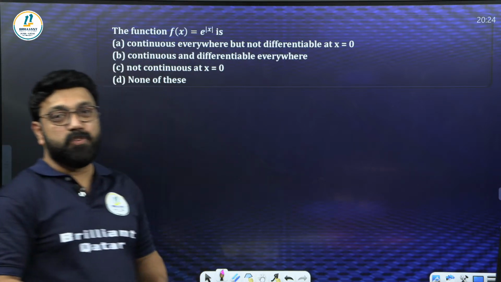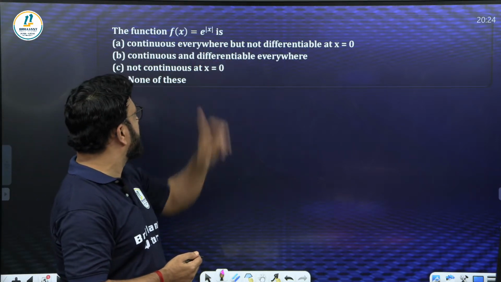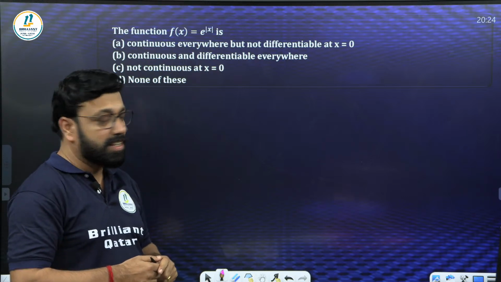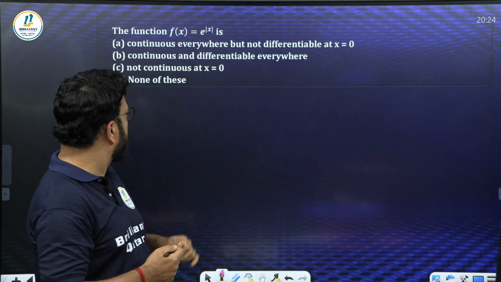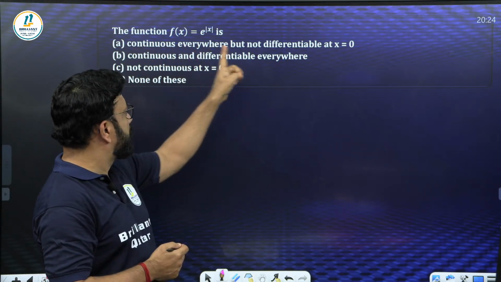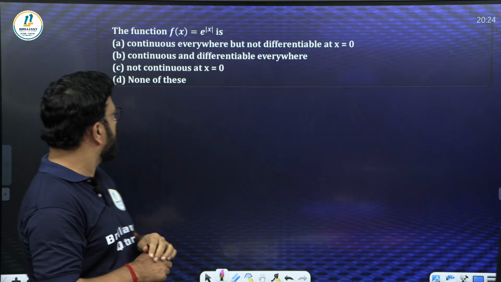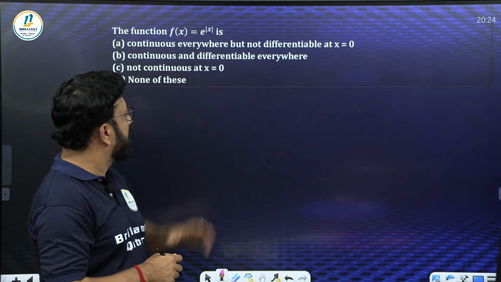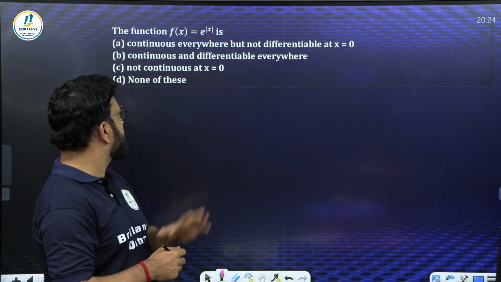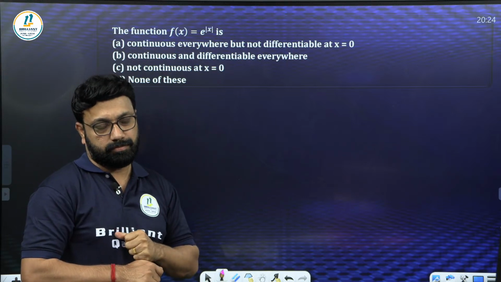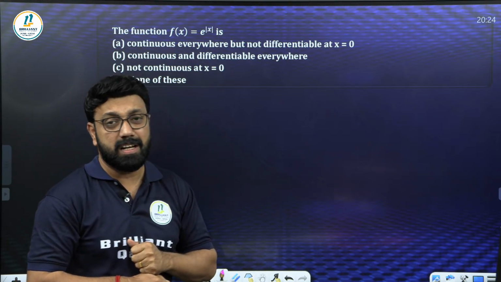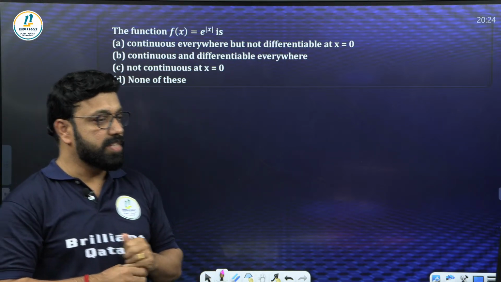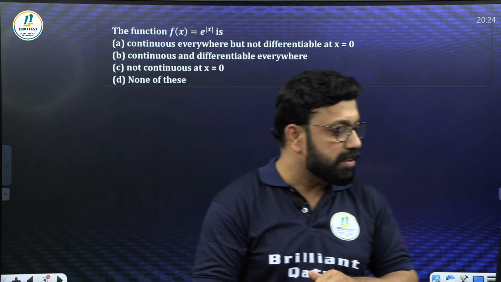The function f of x equal to e raised to modulus of x is, again asking continuity or differentiability. Options: continuous everywhere but not differentiable at x equal to 0; continuous and differentiable everywhere; not continuous at x equal to 0; none of these. Which will be the right option there?